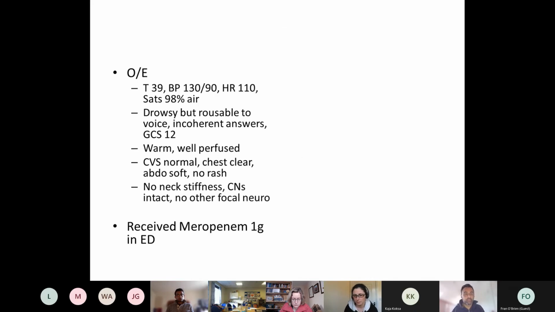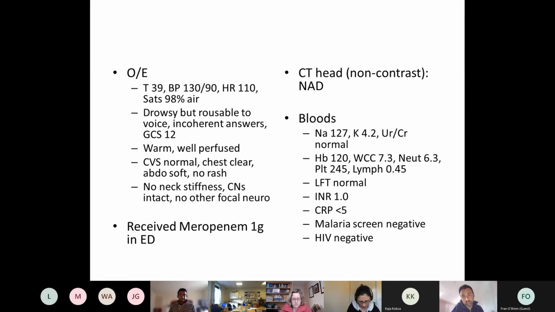So on examination, she looks unwell. Febrile, blood pressure is okay, heart rate's up, saturating quite well, drowsy but rousable to voice, GCS about 12. Cardiovascular exam is normal, no neck stiffness, cranial nerves look intact, no other focal neurology. She gets the obligatory sepsis 6 management, meropenem in A&E. A non-contrast CT head is normal. Blood tests show slightly low sodium, a normal looking white cell count and full blood count apart from slightly low lymphocytes. CRP is less than 5.